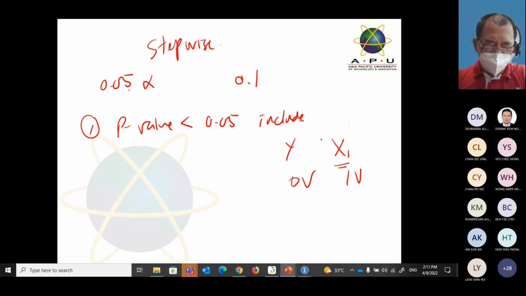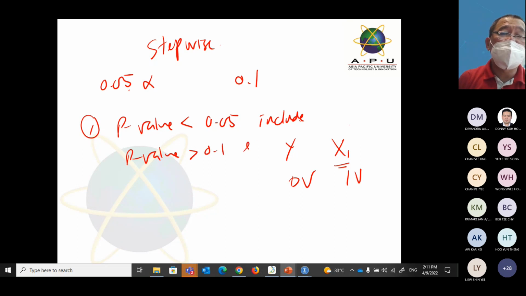But let's say the p-value is more than 0.1. Therefore, the variable will be excluded. Like this, it means only the significant variables are retained in the model. They will do this process, continuing until they use up all the variables. Then they give us the final model. This is the process.